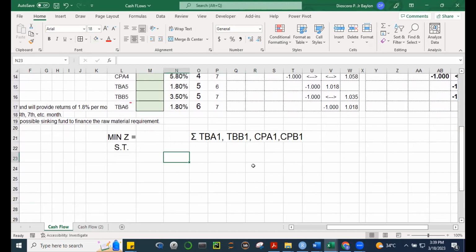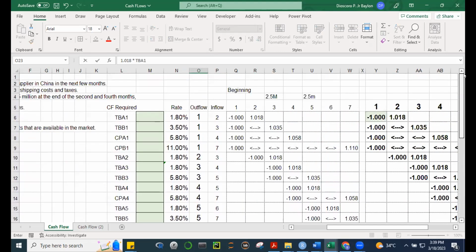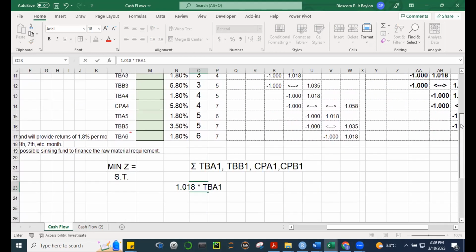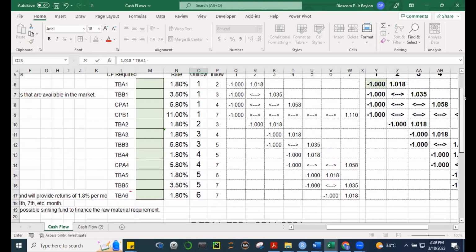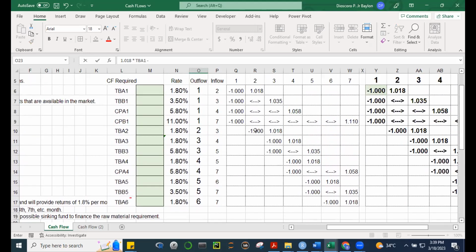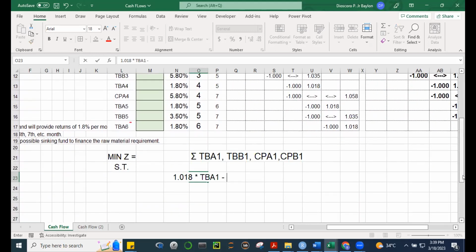So that cash flow will be 1.018 times TBA1, and then minus TBA2. Where did I get TBA2? Outflow. Okay, take a look at our factors, class. This one. It's a -1. That means it's an outflow. So -1 times TBA2. That's a factor times TBA2.